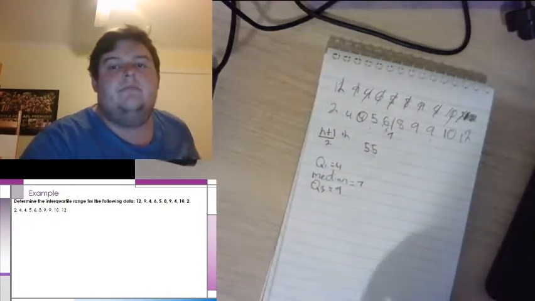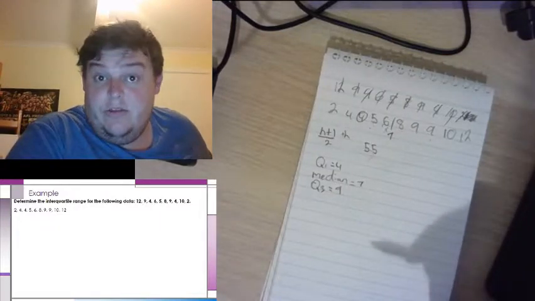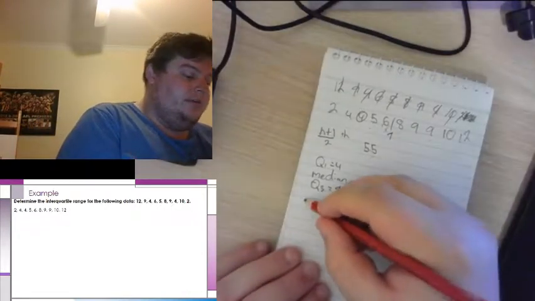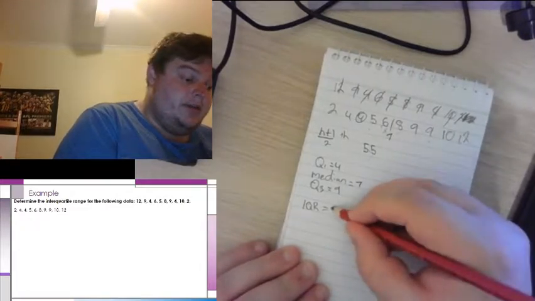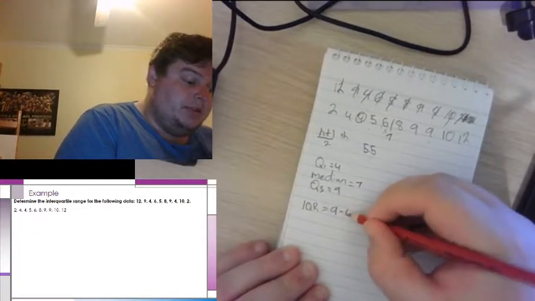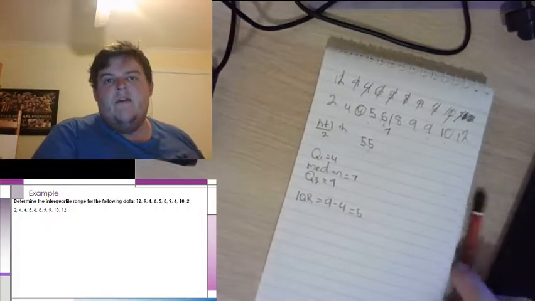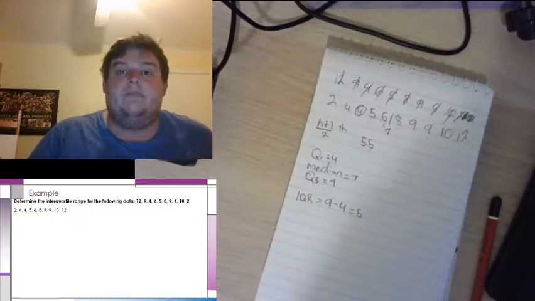Okay, so I've got some data here now. To find the interquartile range, I'm looking at the range between Q3 and Q1. So my IQR, or interquartile range, is Q3 minus Q1, which equals 5. And that tells you how varied the middle 50% of the data is, which in this case is not very much.